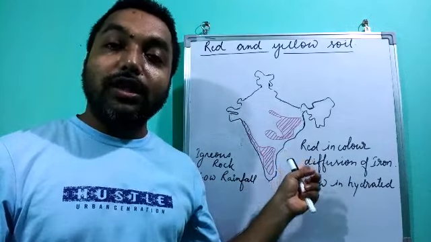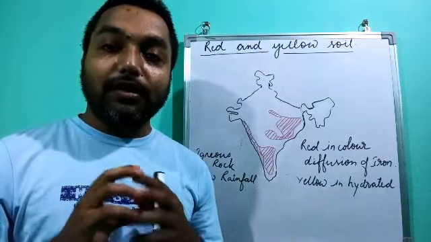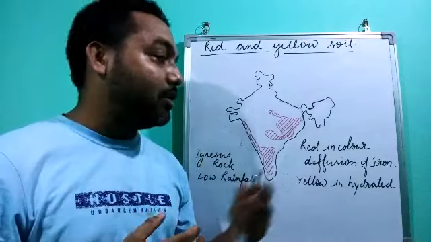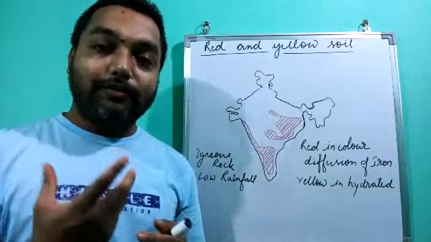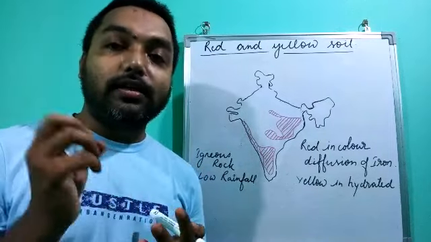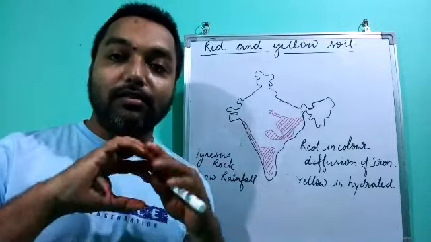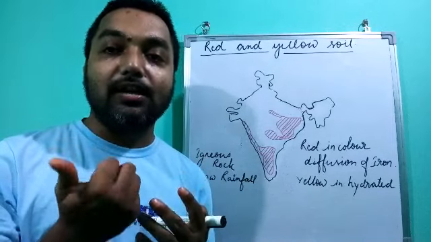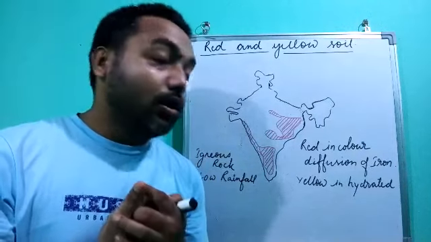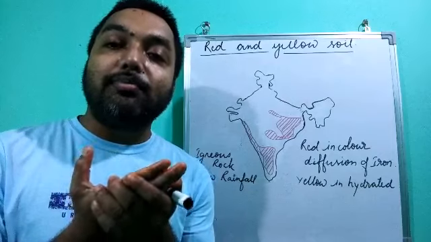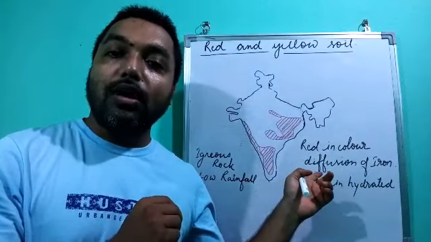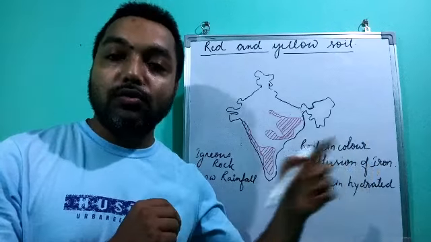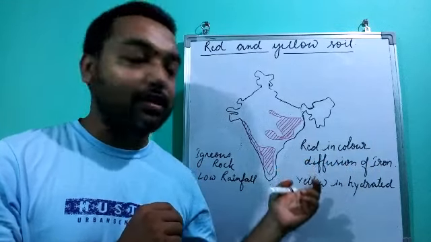So this soil is red in color. It takes the form of red in color because iron is present there, diffusion of iron. If you have seen, water reacts with iron, then rust takes place. The rust is red in color. So when rust takes place, it takes red color. In this soil also, iron diffusion takes place due to reaction of water, and it becomes red.